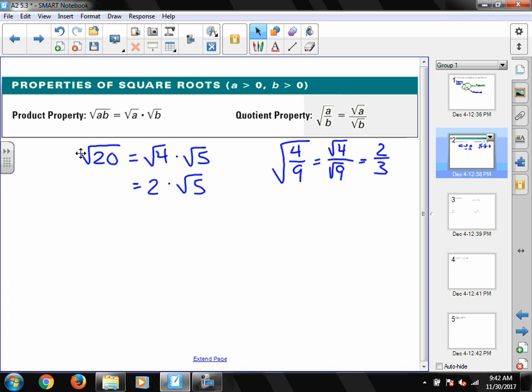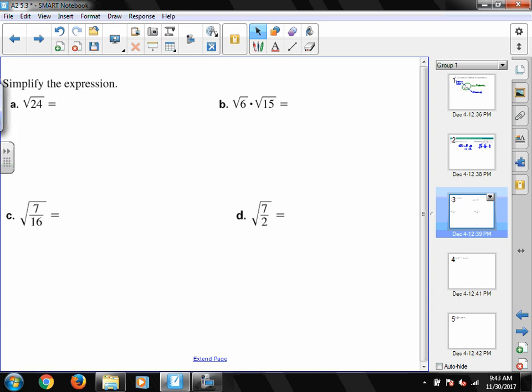Being able to simplify is one of the things that we're going to need to be able to do here. So today we're going to take a look at trying to simplify the expression the square root of 24. What you want to do with these is try and find the biggest perfect square that you can find. So, like 2 squared is 4, 3 squared is 9, 4 squared is 16. You want to try and find those numbers that are going to give you perfect square roots. So, square root of 24.